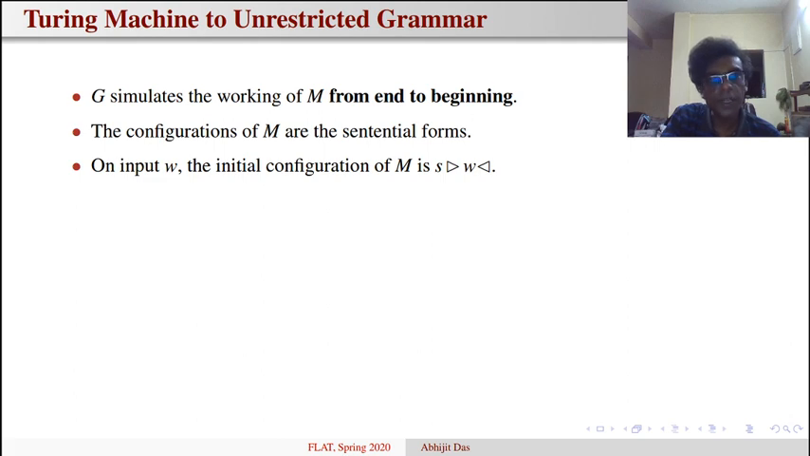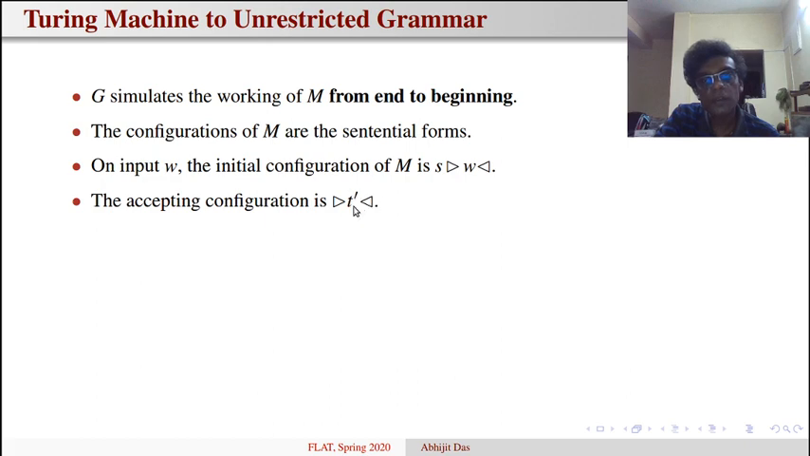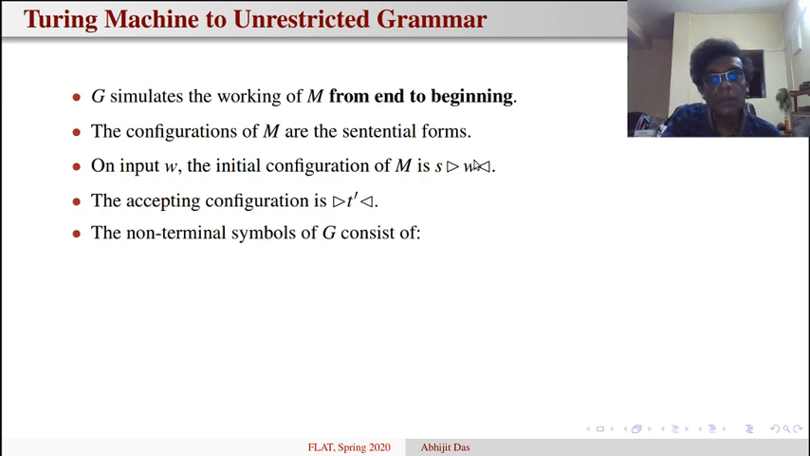So this is the initial configuration, and because of that assumption on the part of M after accepting, its accepting configuration must be of this form. Left end marker followed by its accept state T prime followed by this. So it is pointing to this, and the state is T prime. But G will eventually generate a W. Now, these things I must talk about.